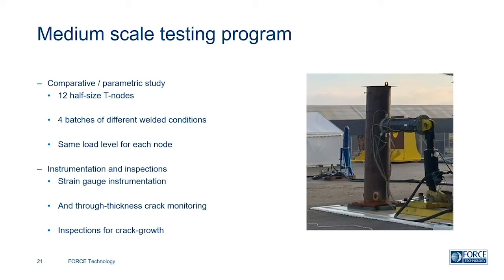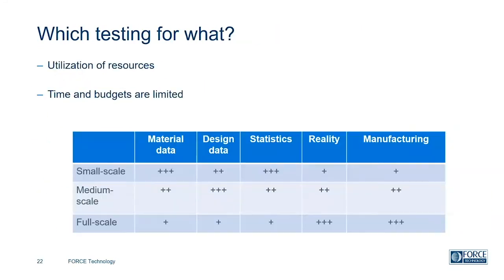So in medium scale testing, here we did a comparative study program. We were interested in how different welded conditions or different welding parameters were affecting the fatigue life of offshore jacket foundations. So we took a generalized node, and across four different weld conditions on 12 different nodes, we made each one have the same instrumentation program, the same load level, so that we could compare node to node how these different parameters were affecting their fatigue life in this parametric study. Sorry for the trouble with the slides there.